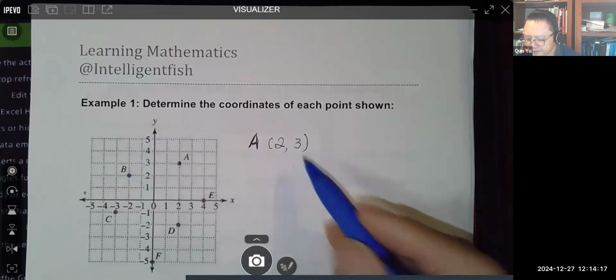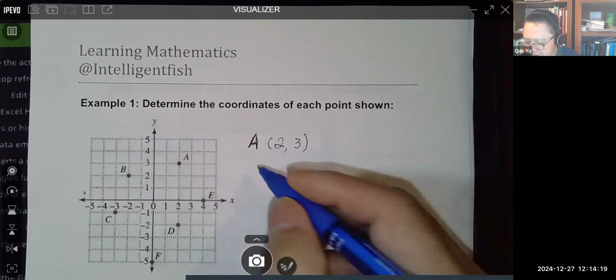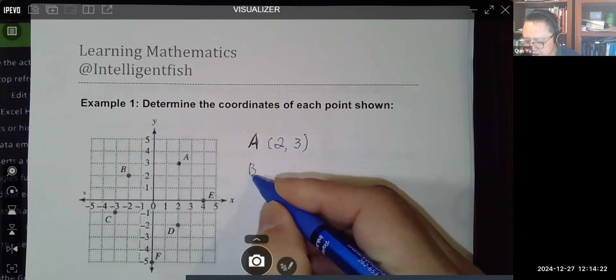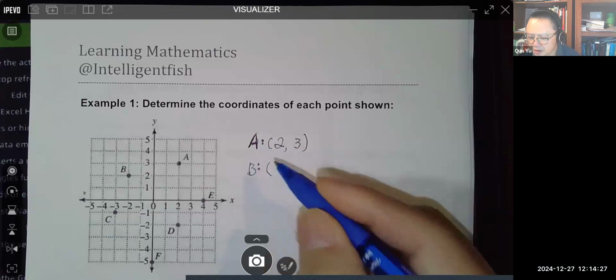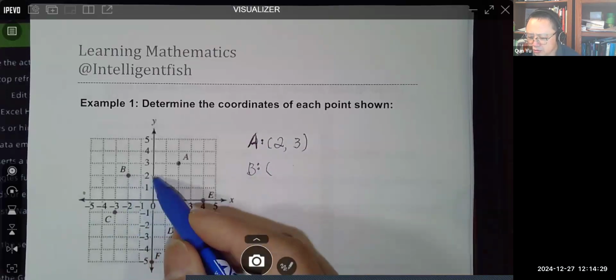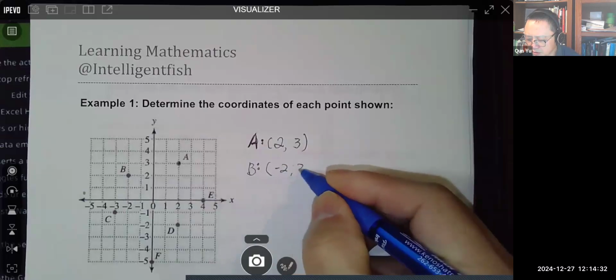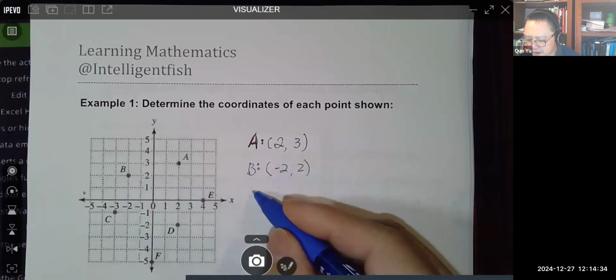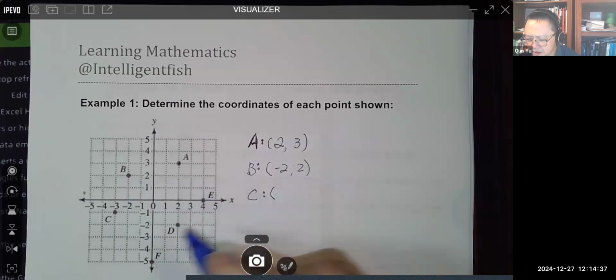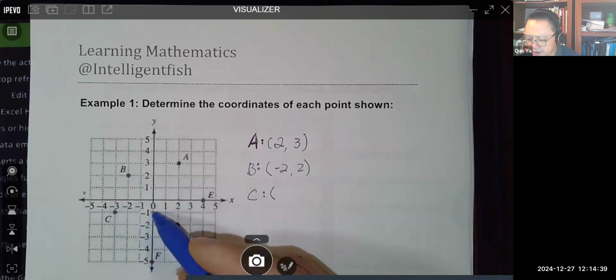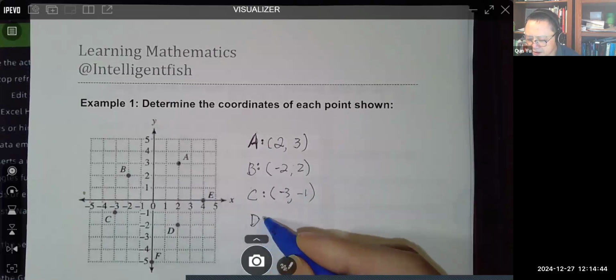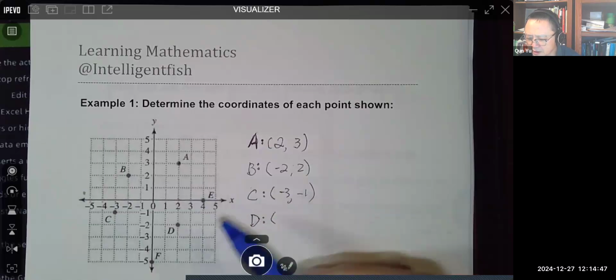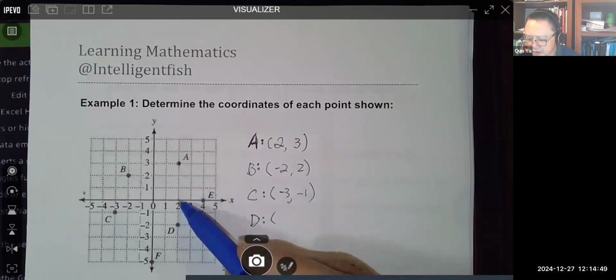So 2 and 3. Now, after we get the first one done, the rest are very easy. B: x is -2, y is 2, so -2 and 2, separated by a comma. C is -3 and -1. And D, where is D? D is here. Positive 2 for x and -2 for y.